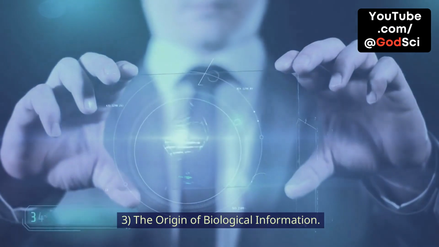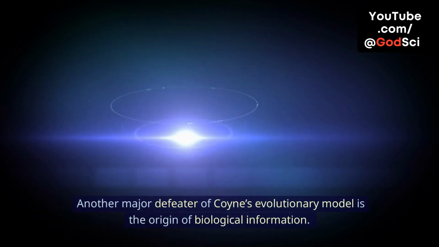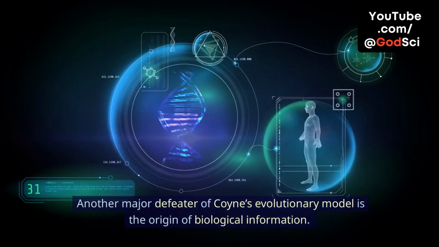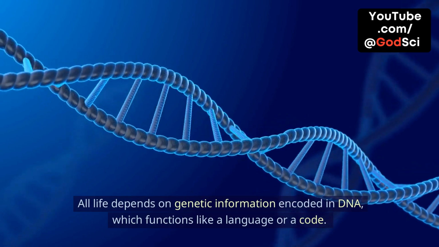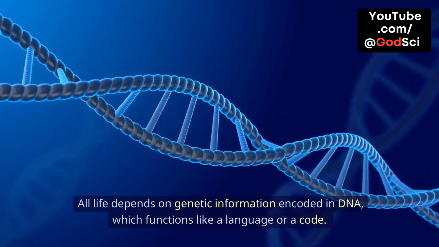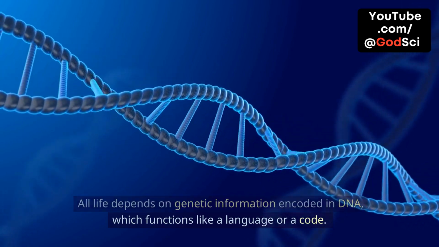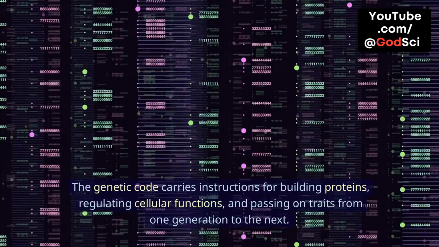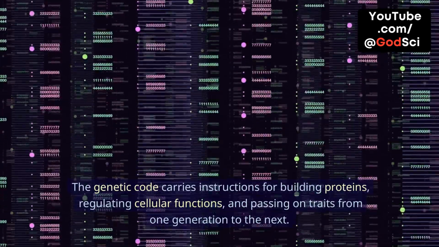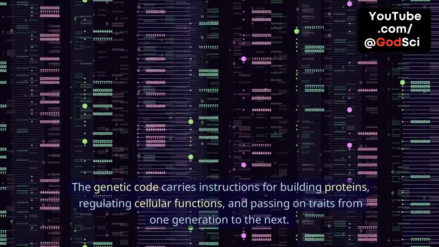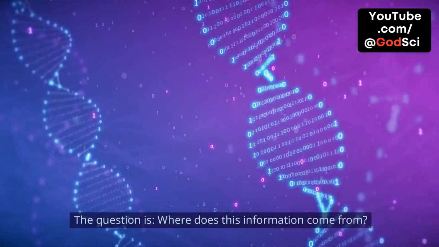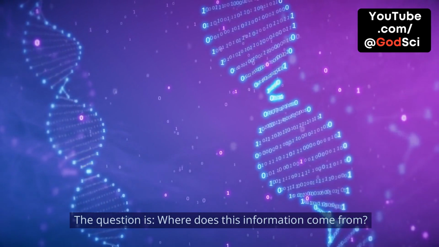3. The origin of biological information. Another major defeater of Coyne's evolutionary model is the origin of biological information. All life depends on genetic information encoded in DNA, which functions like a language or a code. The genetic code carries instructions for building proteins, regulating cellular functions, and passing on traits from one generation to the next. The question is, where does this information come from?